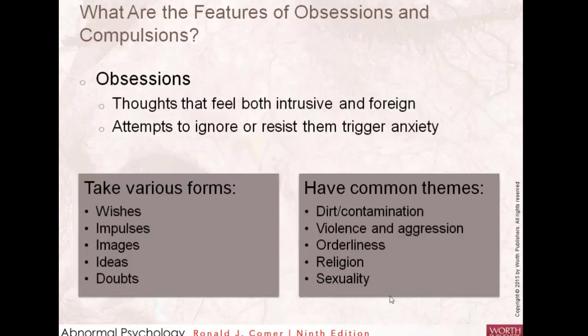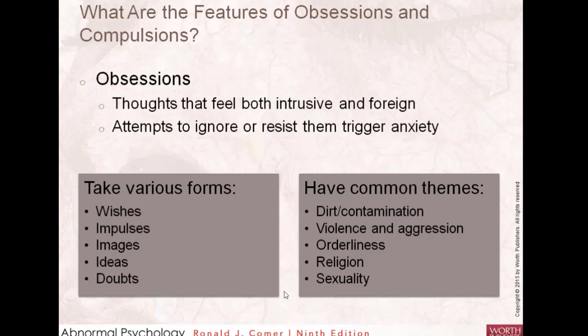So, as I said, these obsessions are thoughts that feel intrusive and foreign, and do not feel like they came from you. It feels like they are completely outside of your control. So the more you try to ignore them, the more anxious you feel. If I tell you not to think about a purple elephant, all you're thinking about is a purple elephant. And if you try not to think about the thing you're obsessing over, it's just going to keep coming back.